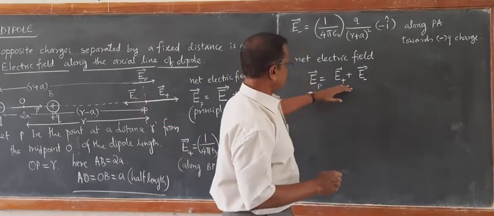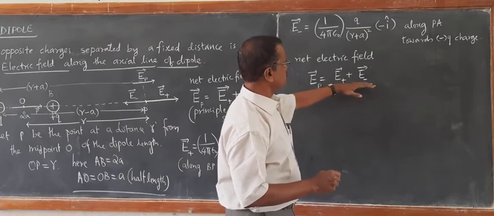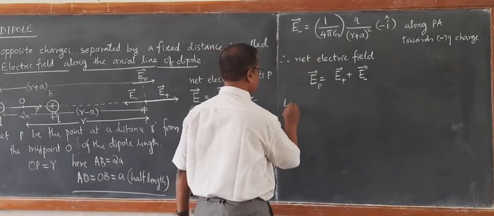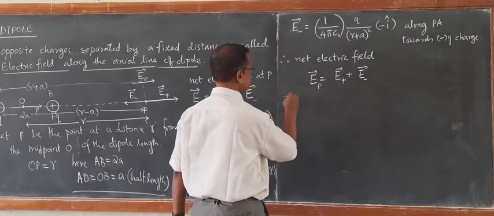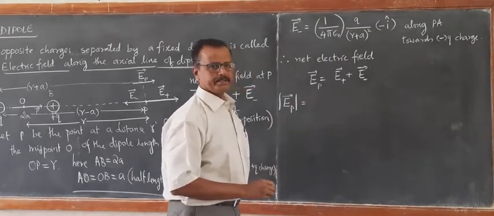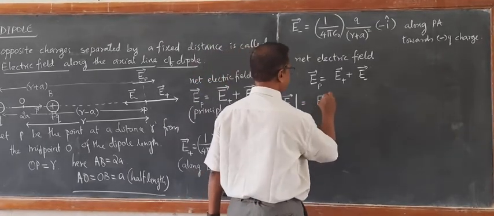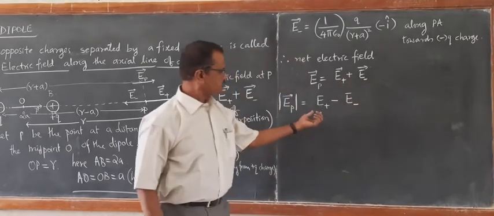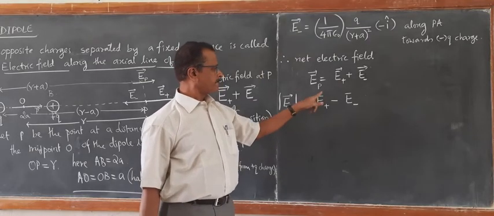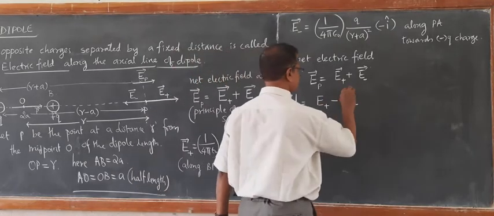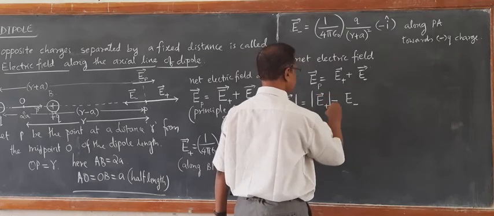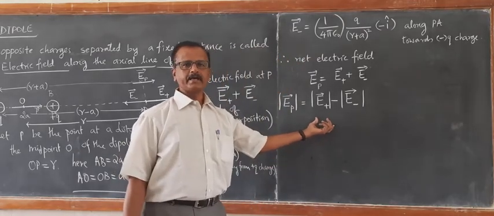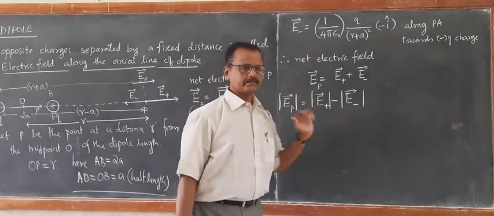So, although we have written E plus plus E minus, here the negative sign comes in. Therefore, I will write only the magnitude. Magnitude E P is equal to magnitude of E plus minus magnitude of E minus. So the magnitude I have written without any vector sign here. Quite clear. First I am calculating the magnitude, later on I can write the direction.